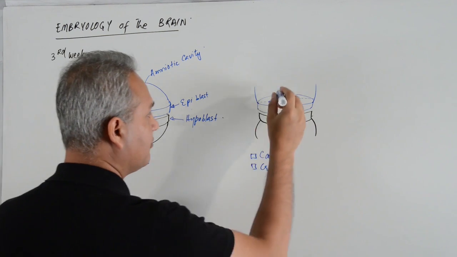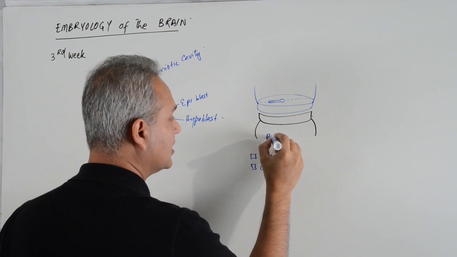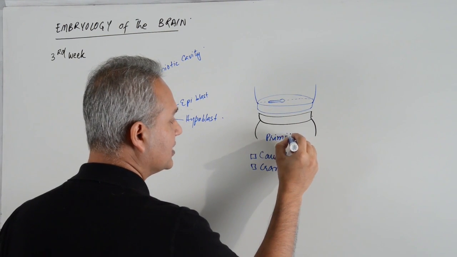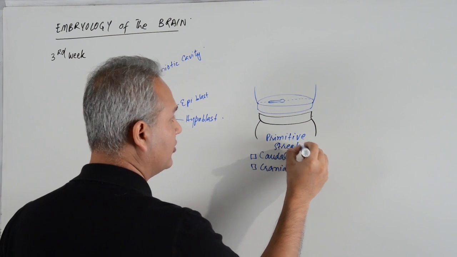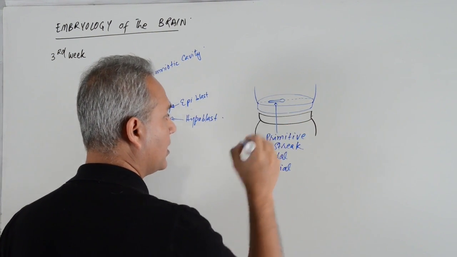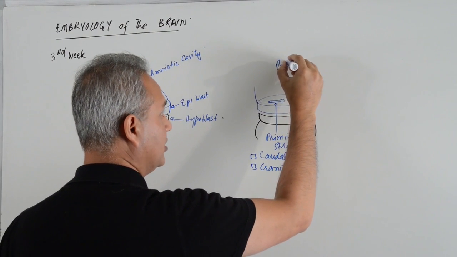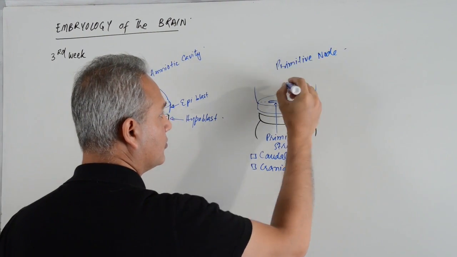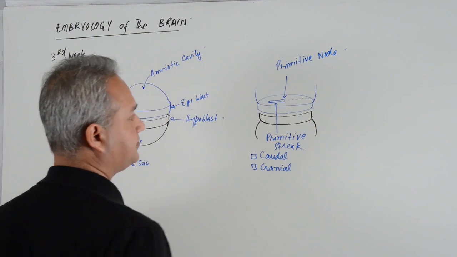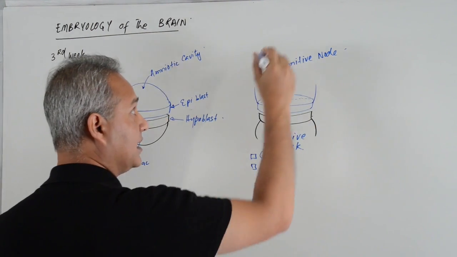So what do we have here? We have the primitive streak, which is this, and we have the primitive node, which is this. This is also called Hensen's node.